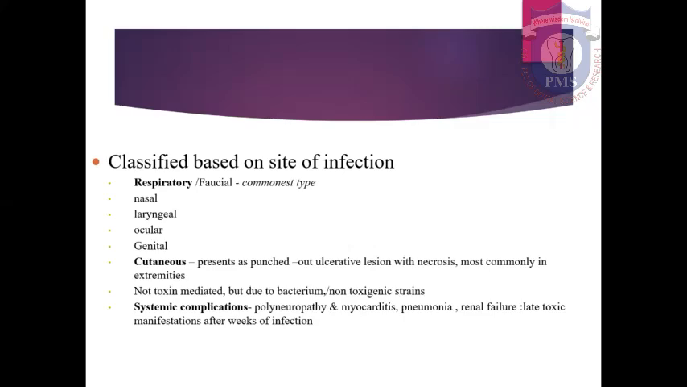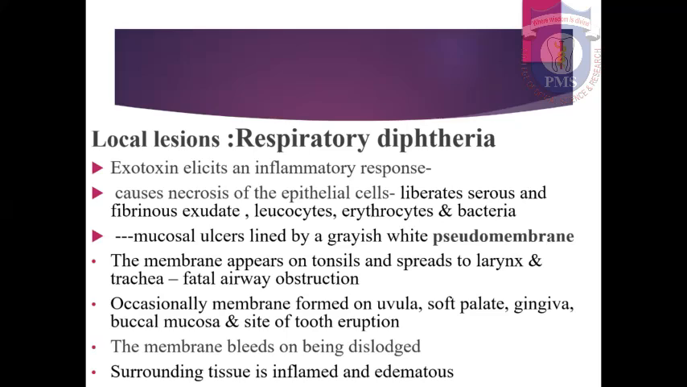So up to this, we had discussed about Corynebacterium diphtheriae, their morphology. After that, we had discussed the virulence factor or pathogenesis of this diphtheria. Later, we came to the pathogenesis, that is mode of transmission, portal of entry, and the classification of diphtheria. So next is local lesions during respiratory diphtheria.